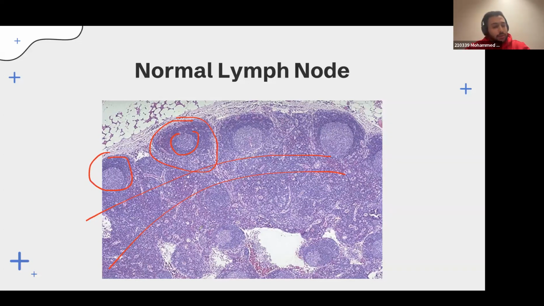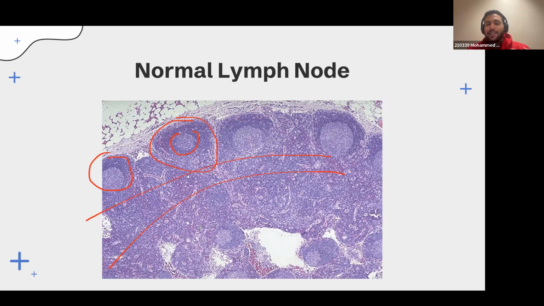Now, in the sinus, what types of cells will we see? Histiocytes, and all cells pretty much. But I want to very importantly mention histiocytes, which are basically macrophages. You will see these in the sinus areas. Okay, now that we got this, we know the normal lymph node.